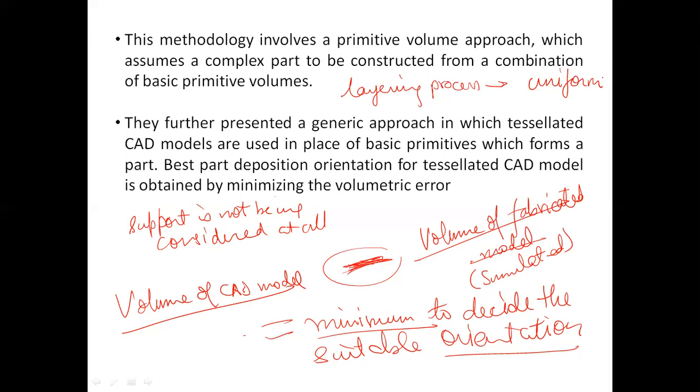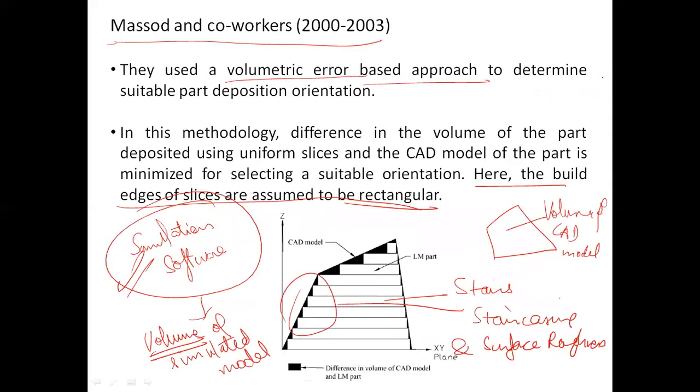So they modified this work later on, and they also added the concept of support structure in the system. And this method was generally found to be very true in many softwares which were implemented during 2005 to 2015. Many softwares use this concept of minimum volumetric error.